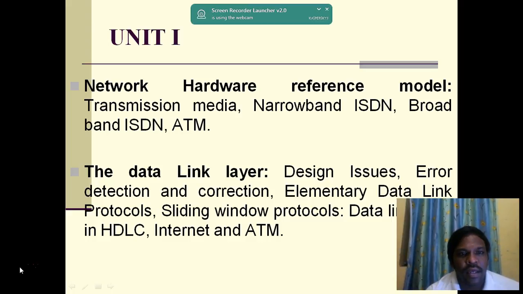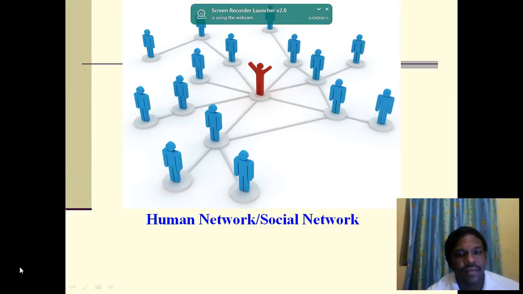So this is the syllabus we have. The first unit will cover the network hardware and reference model. Then we'll go to the different layers of the OSI model, that is Open System Interconnection. First we'll cover the data link layer.